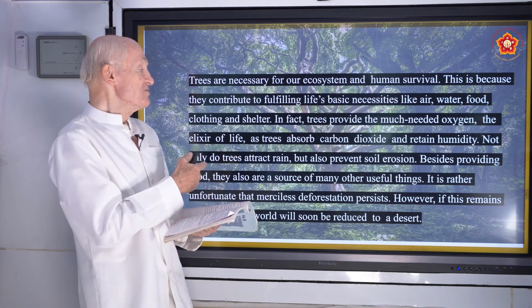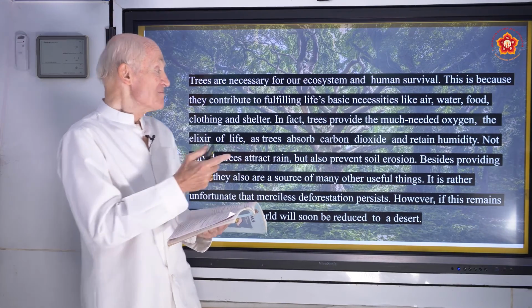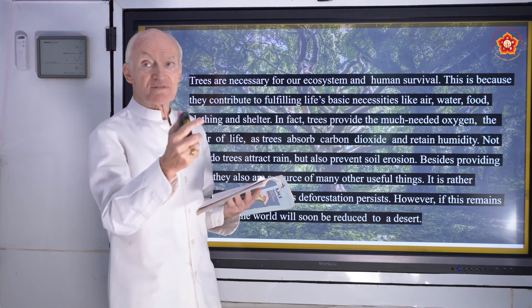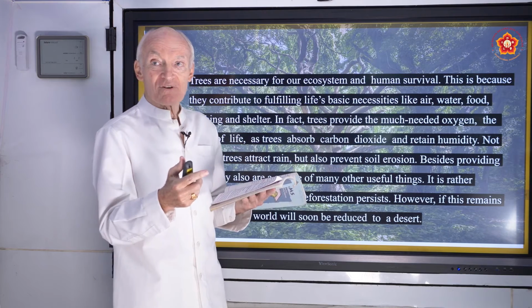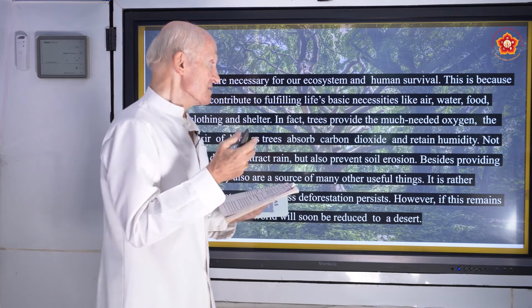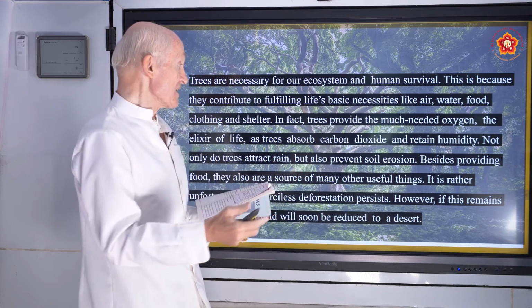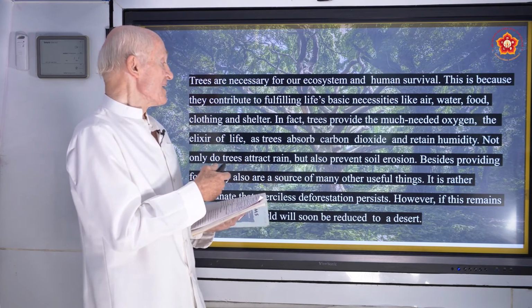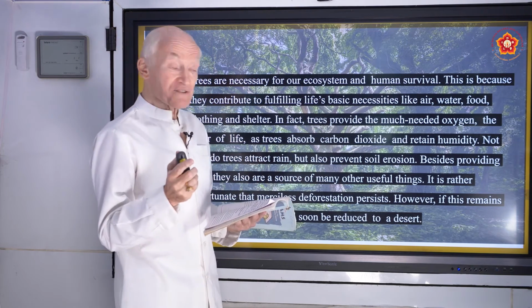Not only do trees attract rain, but they also prevent soil erosion. You've seen a whole hill where there's a forest. The soil is very nice, and it stays. It doesn't erode away in a rainstorm. Besides providing food, they are also a source of many other useful things.